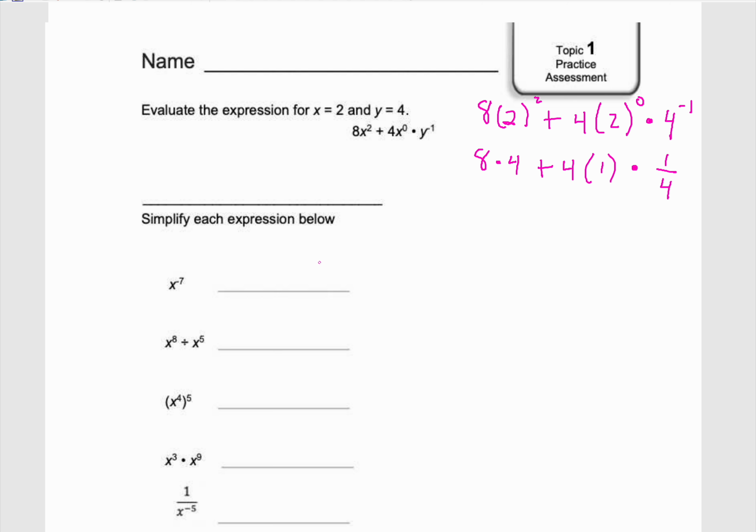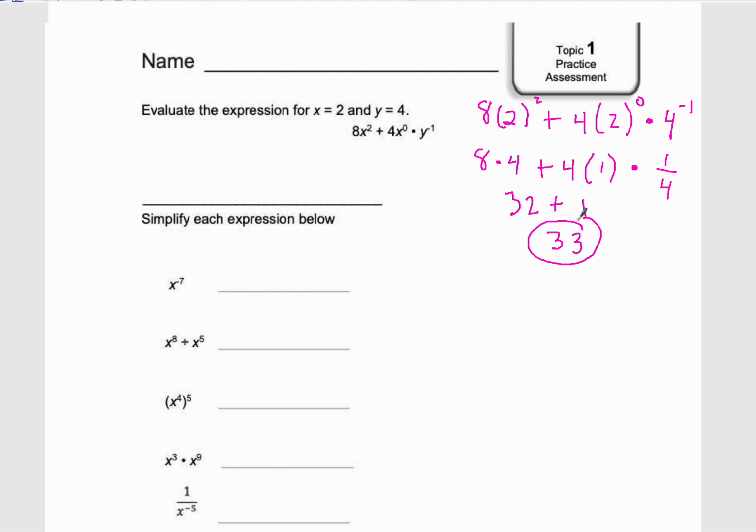I have to multiply before I add, right? So 8 times 4, that's 32. Plus 4 times 1 is 4, times 1/4. What's 4 times 1/4? 1. So it comes out to be 32 plus 1. The answer to that question would be 33.